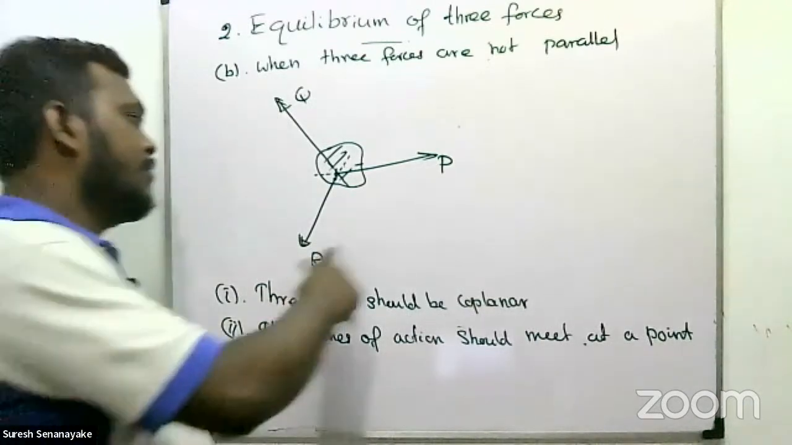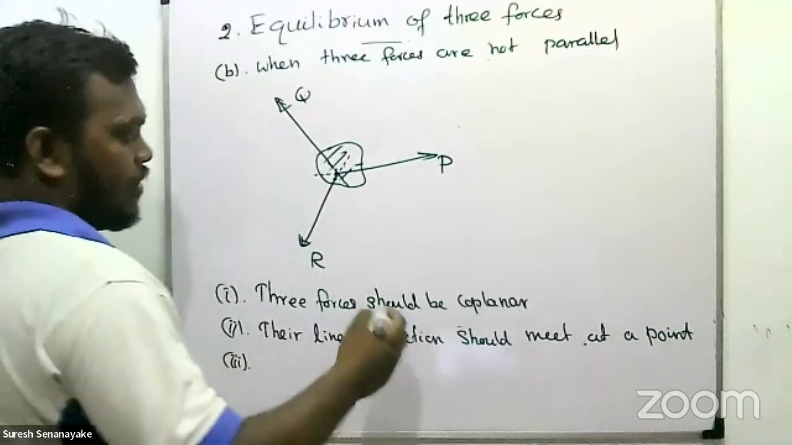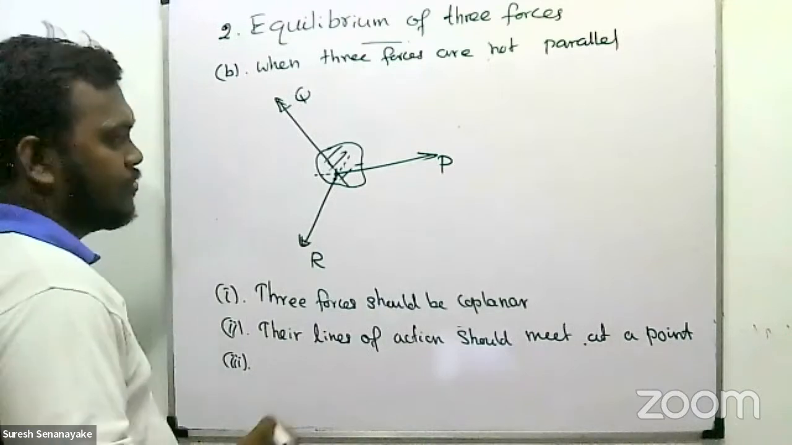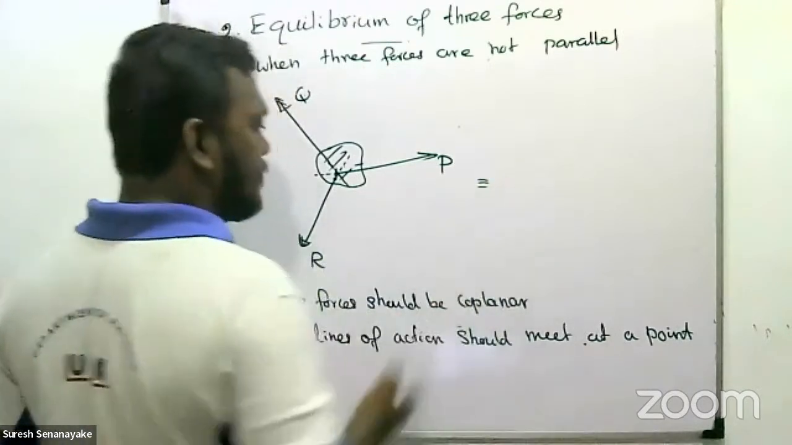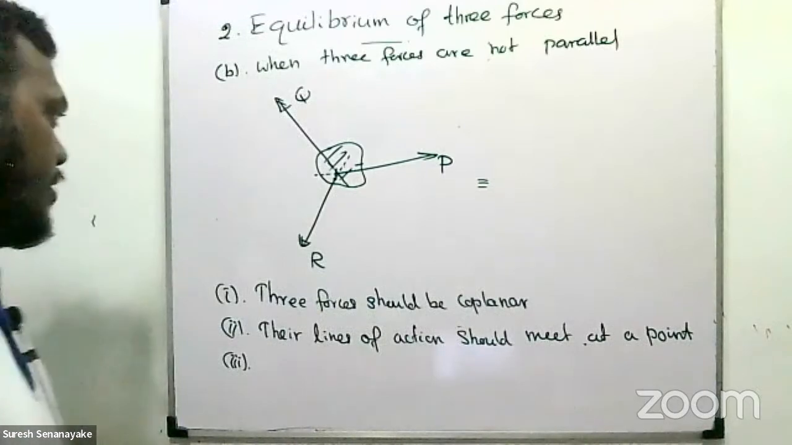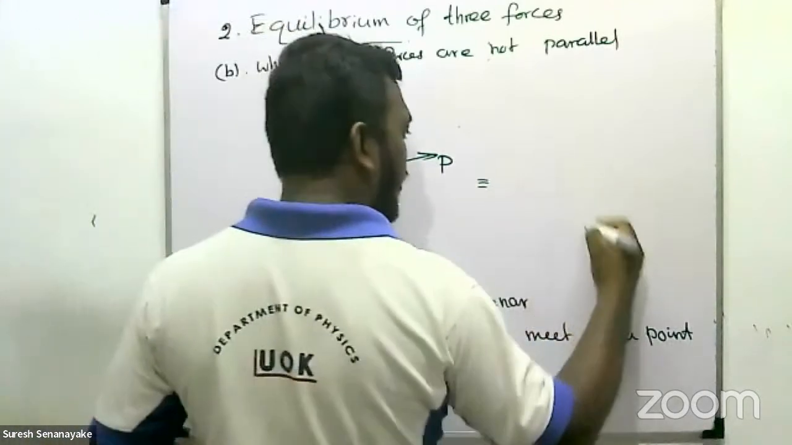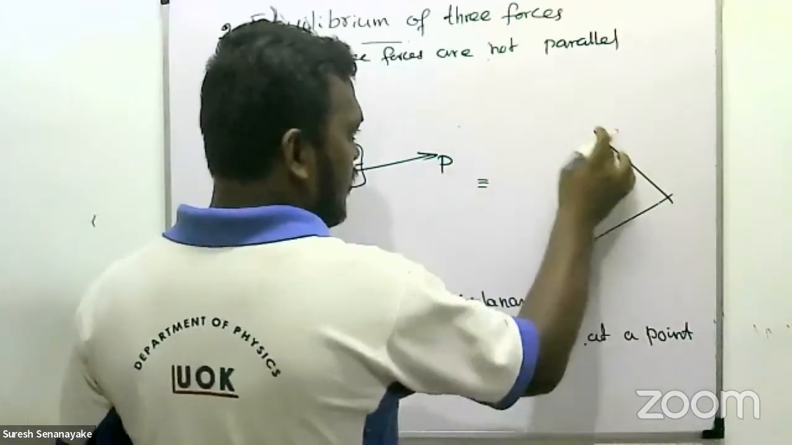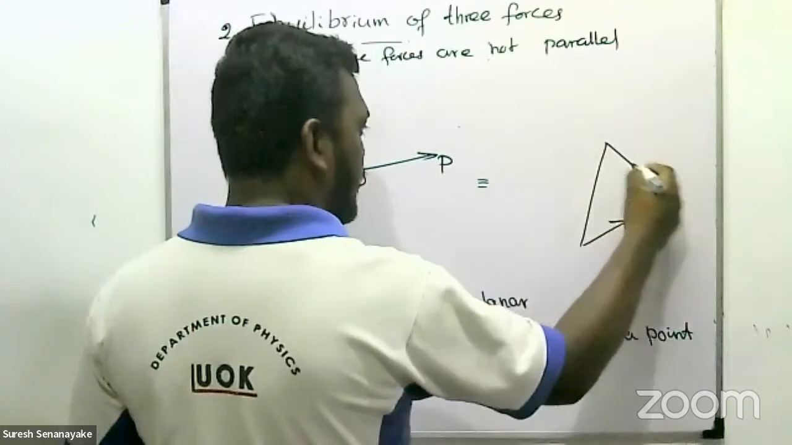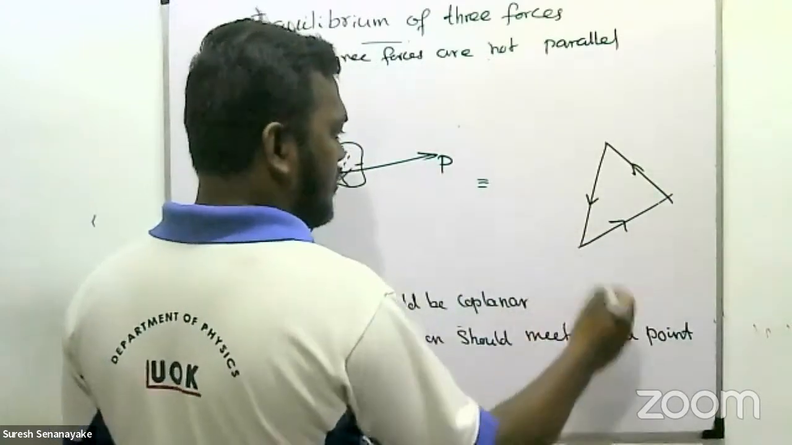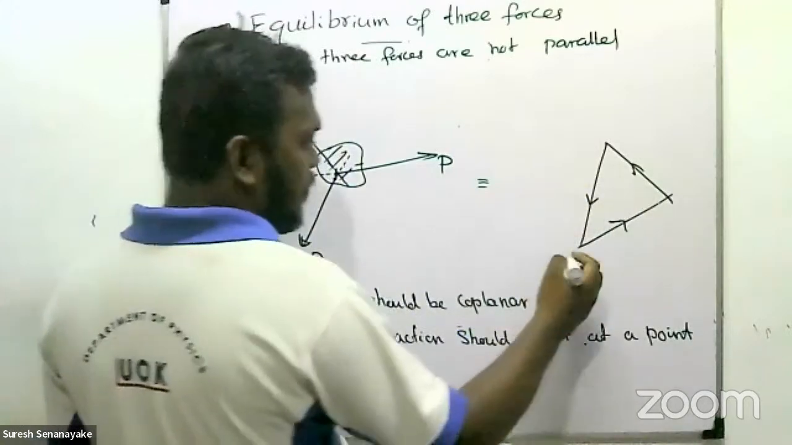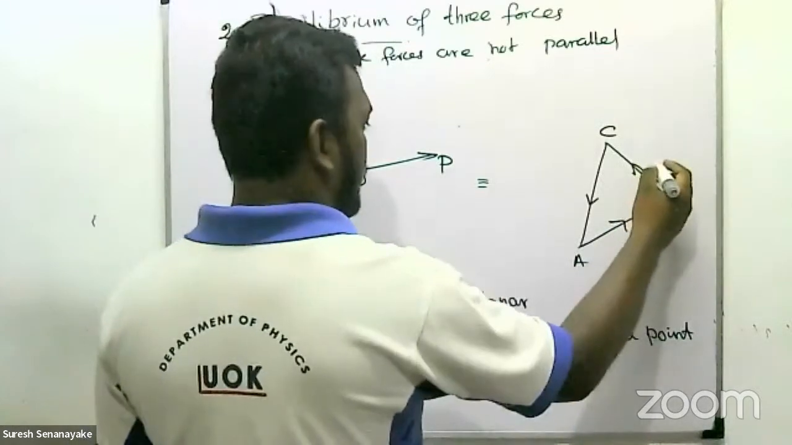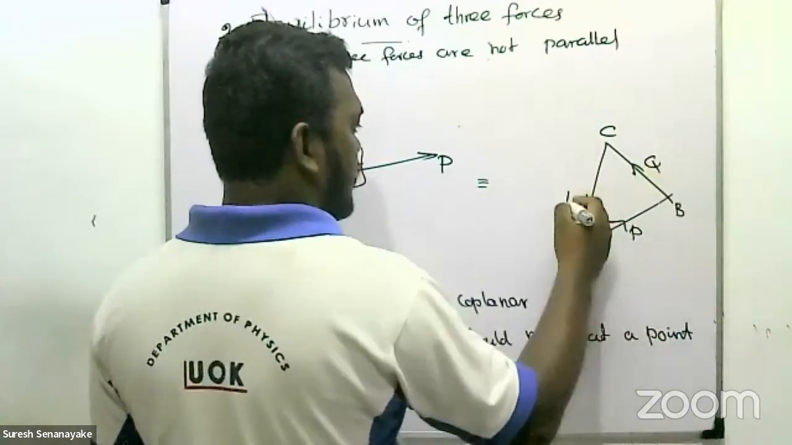If this is in equilibrium, if you remember the vector triangle rule, you use it to get the sum of these three forces. So draw P this way, and then Q this way, and then R like this. So these three forces can be represented in a closed triangle. We call this a force triangle. That is force P, force Q, and force R.